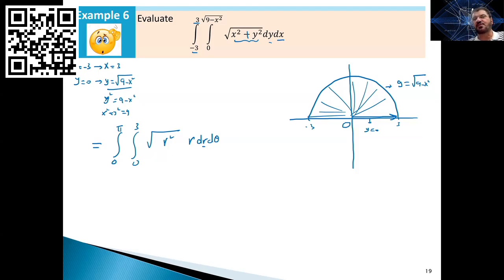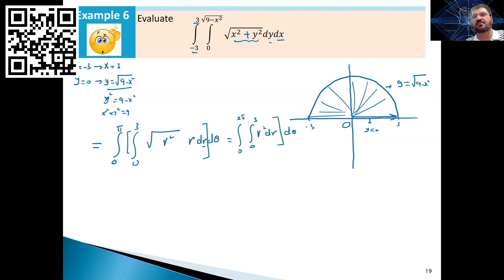This one, by the way, is r, so this is equal. We start from the inside. So this is the integration from 0 to pi, then the integration from 0 to 3. This is r, and r is what? R squared dr, then d theta.